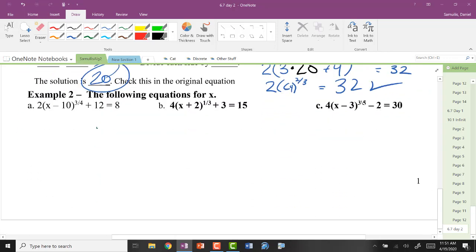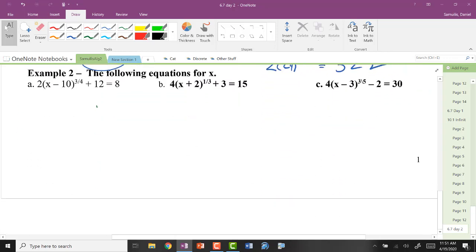Okay, let's try another one together. And then you're going to do 2 for your homework. All right, so we got this guy right here. We want to isolate this guy.